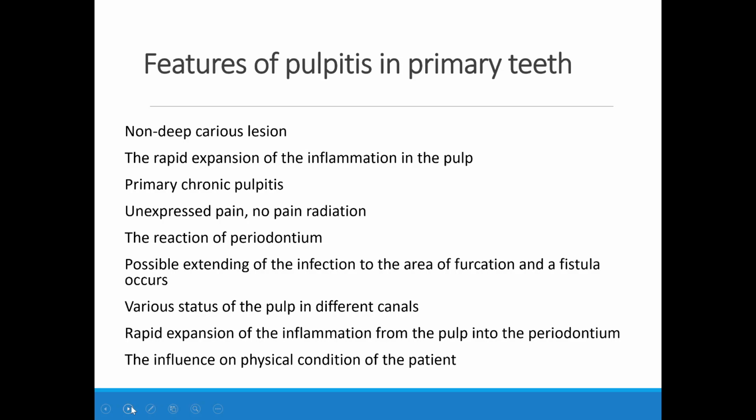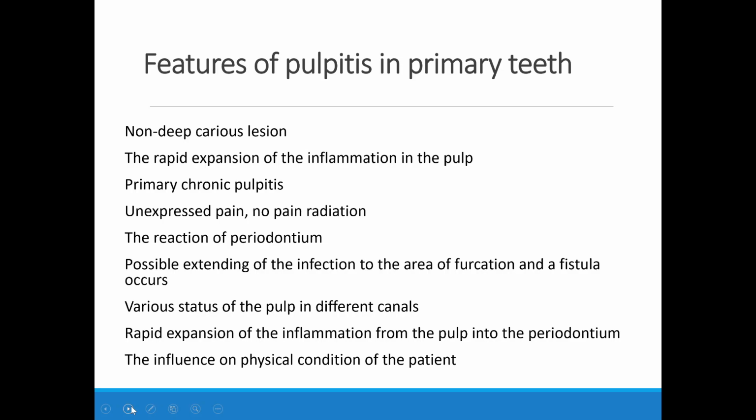Very important that usually we can see primary chronic pulpitis. This group of pulpitis are most prevalent in primary teeth. Of course, we can explain it by the anatomical and physiological features of primary teeth.